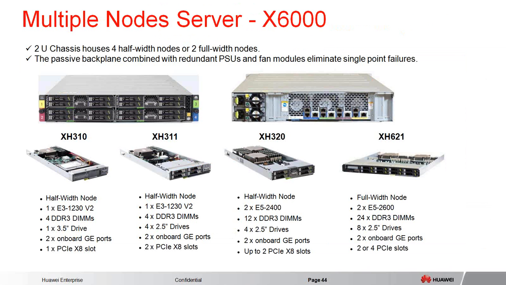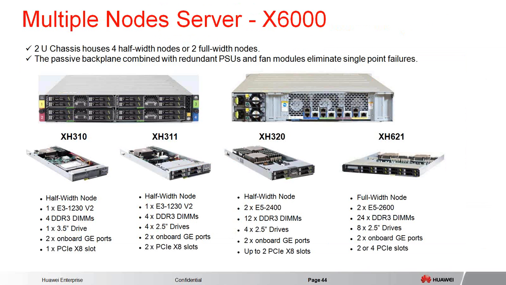The half-height, as it indicates on the chart, you get a half-width node, which is 1 CPU, 4 DDR, 1 3.5-inch drive, 2 GE ports, and 1 PCIe slot. On the second one, it is still a half-width node, but it offers you 2 PCIe and 4 2.5-inch drives. The DIMM stays the same. The CPUs stay the same.